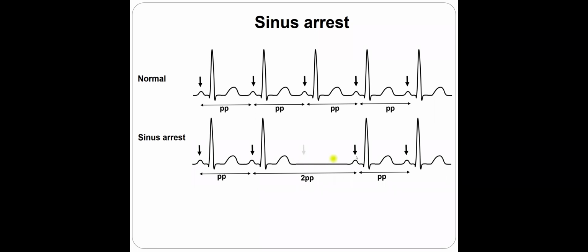Now, another problem can be here: if you have, for example, a rate of 60, and you have a missing beat, how long would the rate be here? Anybody? 30. What is the problem with a rate of 30?